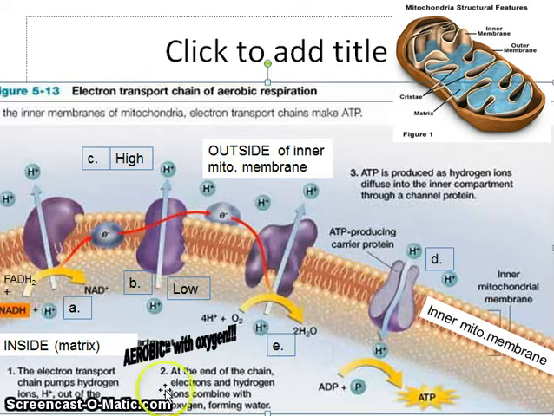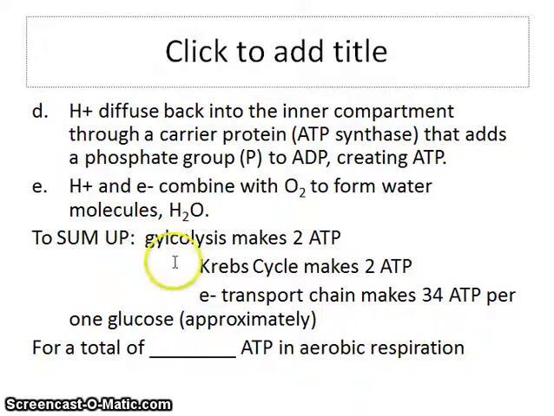Now remember, water is a waste product of cellular respiration. And the goal is to make ATP, which we have done. All right. To sum up, glycolysis makes 2 ATP, the Krebs cycle makes 2, the electron transport chain actually makes 34 ATP for every glucose that gets broken down. And that's approximately, that's not a perfect number. It's an average for a total of 38 ATP. So this number is 38 ATP in aerobic respiration.